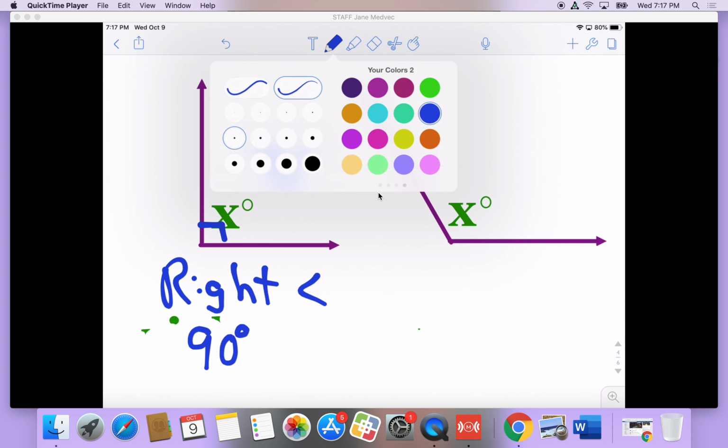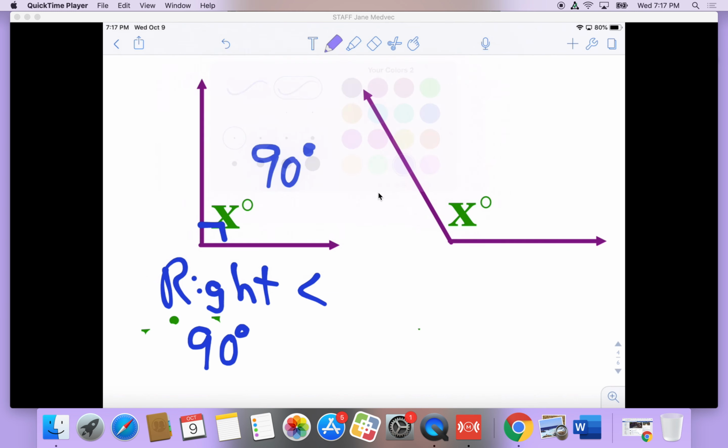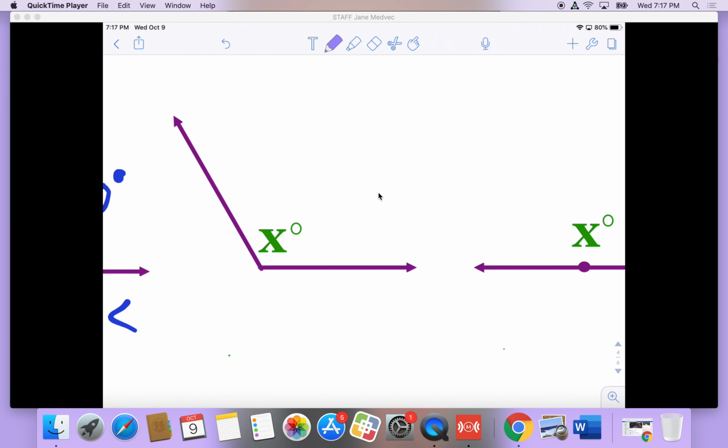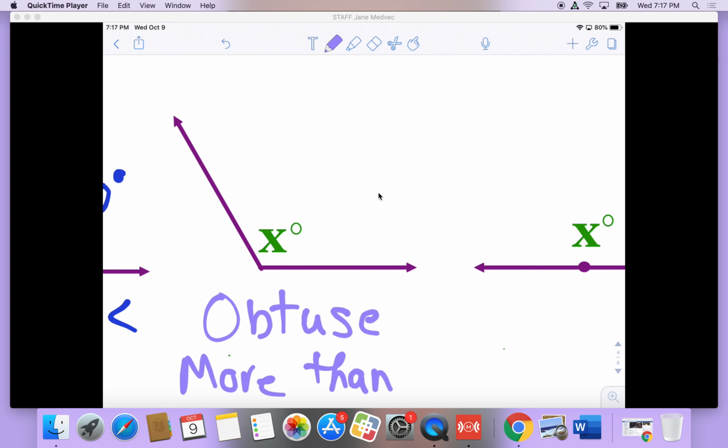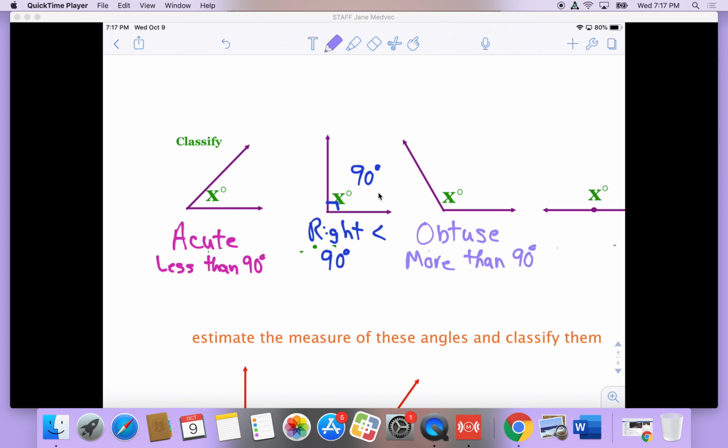The next angle you're going to notice is very large. It's more than 90 degrees because, again, the 90 degrees would come up straight like this. And so what we would do is we would say this is obtuse. And that's more than 90 degrees. And so notice that they're all comparing to that perfect angle, that right angle, which is 90 degrees.